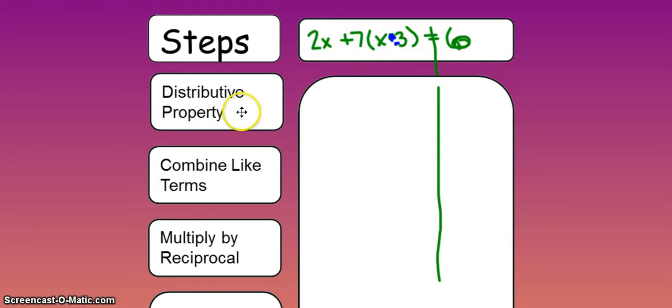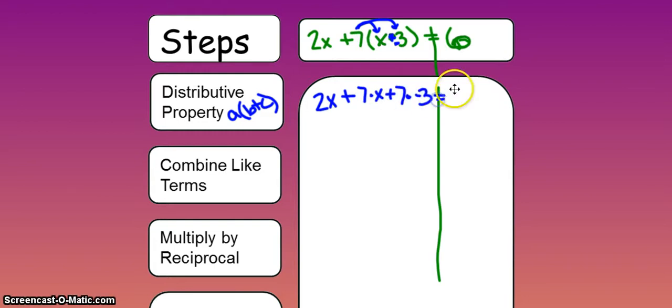Okay, we're going to look for that distributive property. Do we have A times the quantity of B plus C? Is there something with A right outside of it? In fact, yes. That 7 is outside. So we have 2x, we're going to leave that alone, plus 7 times x, plus 7 times negative 3 equals 6. Alright, that's our distributive property.